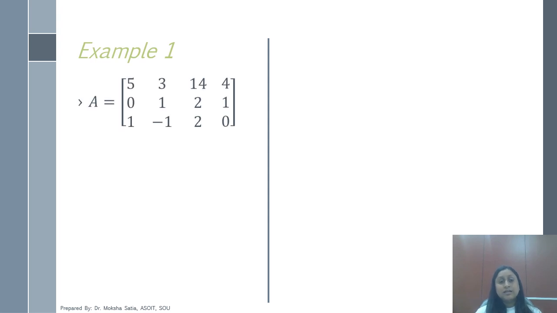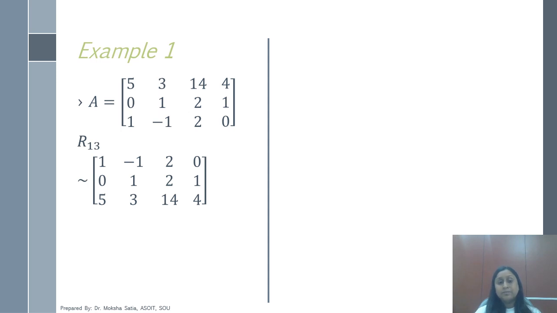Here is the first example. Let's give it a name. This matrix as A, and the matrix is 5, 3, 14, 4; 0, 1, 2, 1; 1, minus 1, 2, 0. Now, for the first row which is non-zero, we need to have the leading one. Either we can interchange the first row and the third row, which directly makes the leading one, or for the second path we can multiply the first row by 1 by 5. But I'll go with the first path, that is interchanging the first and third row. After interchanging the first and third row, we'll have 1, minus 1, 2, 0; 0, 1, 2, 1; 5, 3, 14, 4 as the resultant matrix.